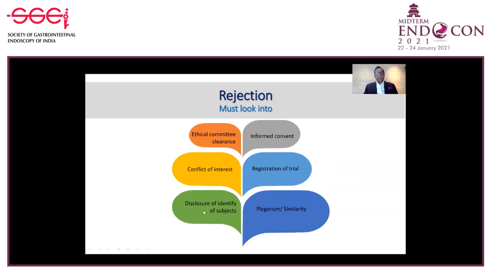You must not have disclosure of the identity of the subjects anywhere in your manuscript. And finally, very important, look for any evidence of plagiarism or similarity. Now there are easy ways of putting your manuscript online and finding out if there's significant plagiarism from earlier published articles, even if it's yours.